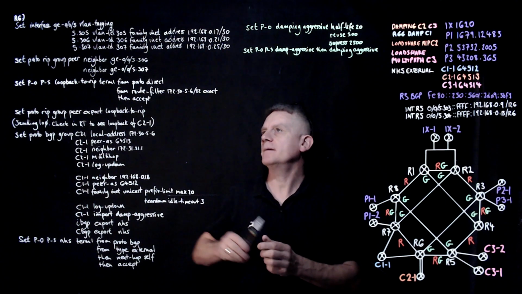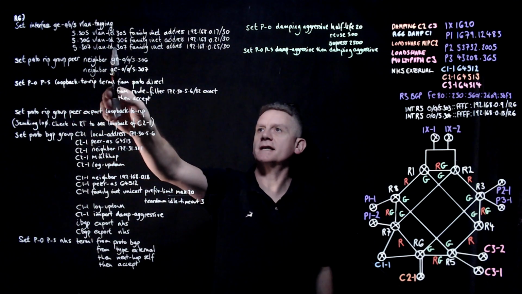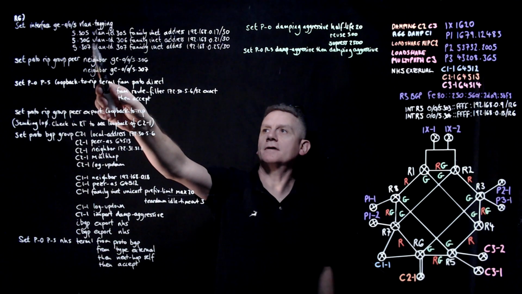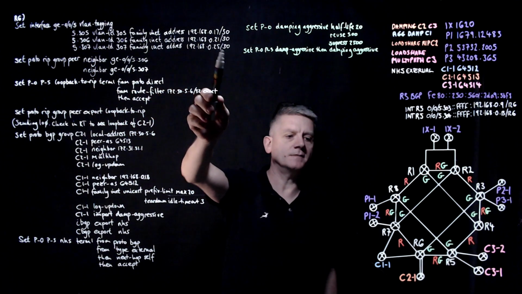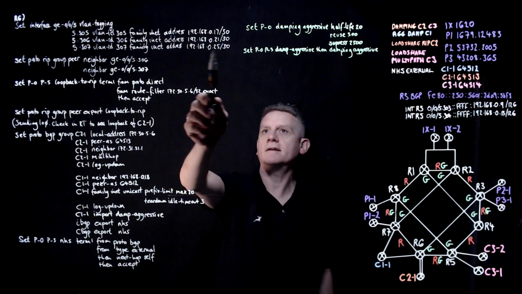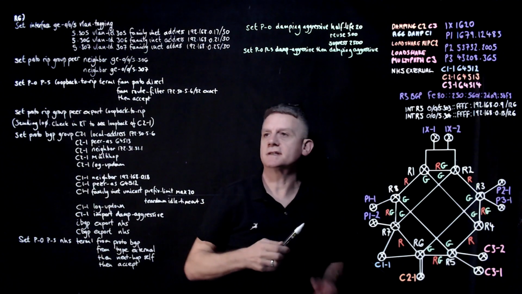So here we go. Set interface GE005 VLAN tagging. We've got three interfaces here: unit 305, 306, 307. The first two with .17 and .21 are going down to C2, and then the .25 is going down to C1.